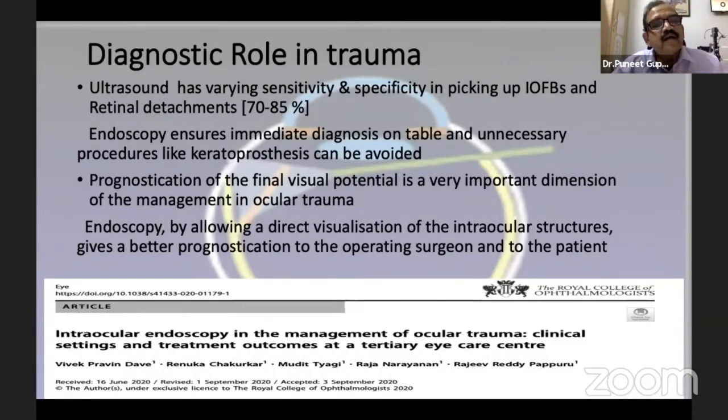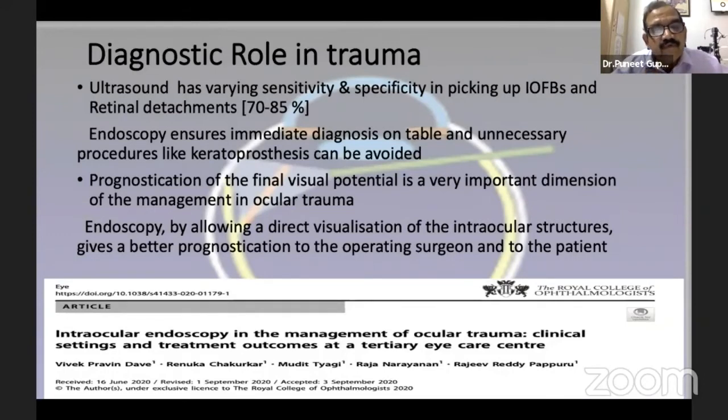Now, another important role of endoscopy in patients with trauma is the diagnostic one, compared with ultrasound. We all know that ultrasound has varying sensitivity and specificity in picking up IOFB and retinal detachment. Dr. Mudit has already shown the pictures. Endoscopy ensures immediate diagnosis on the table, and unnecessary procedures like keratoprosthesis can be avoided.